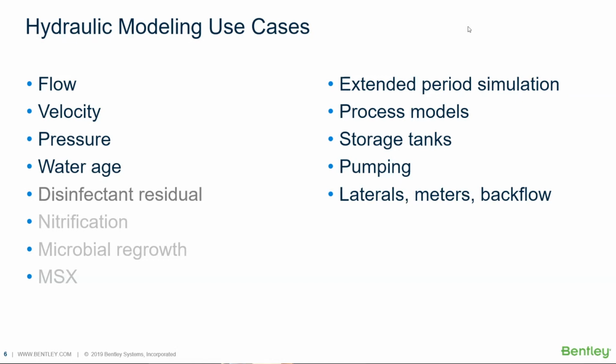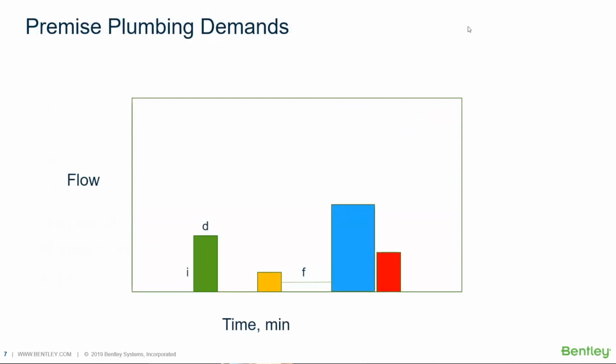Now, one of the key things that make hydraulic modeling in a building different and more difficult than hydraulic modeling of the water distribution system is the nature of the water demands, because we can use a fairly smooth curve of demand versus time, but in premise plumbing, you can't really do that. The use of the water fixtures in a building is much more pulse oriented.